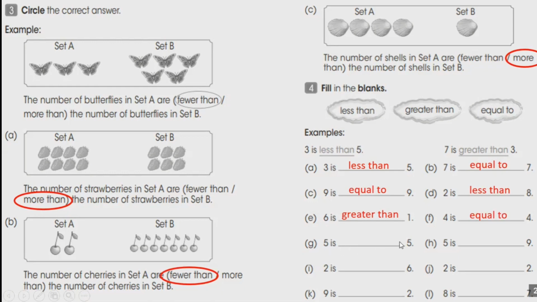Letter G, 5 and 5, equal to. Letter H, 5 and 9. 5 is smaller number, so we will write here less than. Number 2, 2 is smaller number, so we will write here less than. Letter J, 2 and 2, the same number, the answer is equal to. Letter K, 9 is greater number, so we write here greater than. And letter L, the correct answer here is greater than. Very easy. Now, I know that you can do it, right?